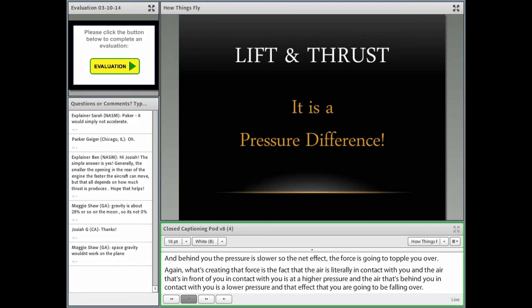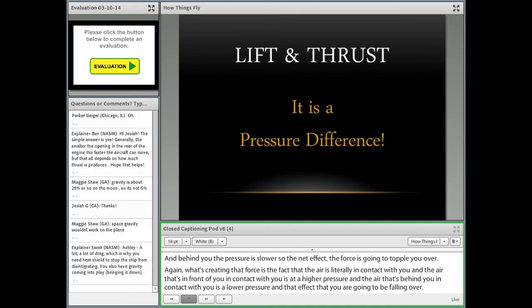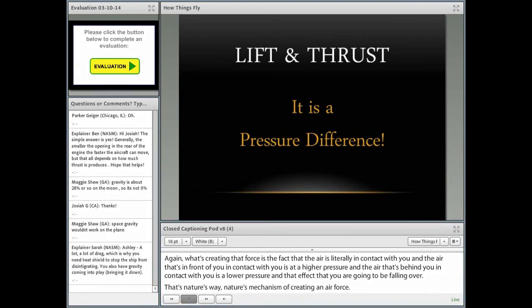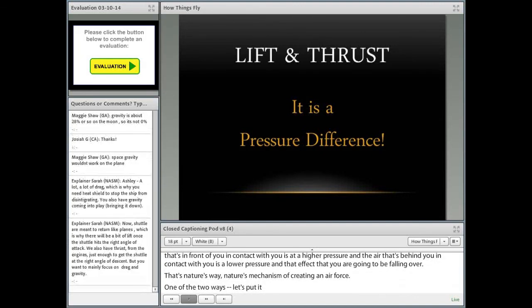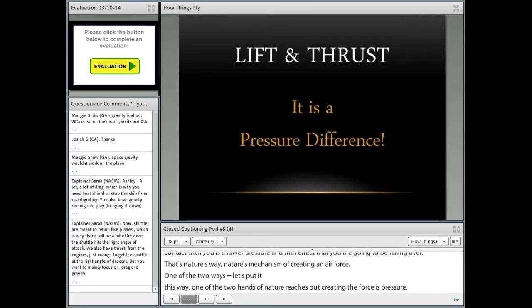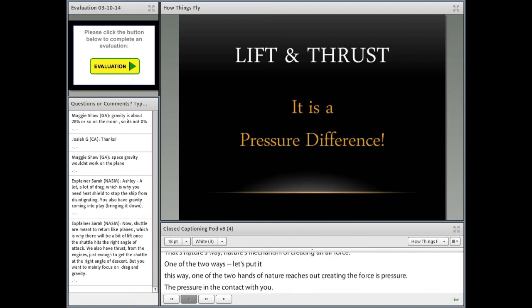One of the two hands of nature that reaches out and creates an aerodynamic force due to airflow over an object is pressure. The pressure in contact with you. There's a second one that's due to skin friction, due to friction of the air, but we haven't talked about that. Pressure is the dominant thing. You're standing outside in that 100-mile-an-hour wind, and it's that pressure distribution, that pressure difference, that's going to knock you flat on your back.